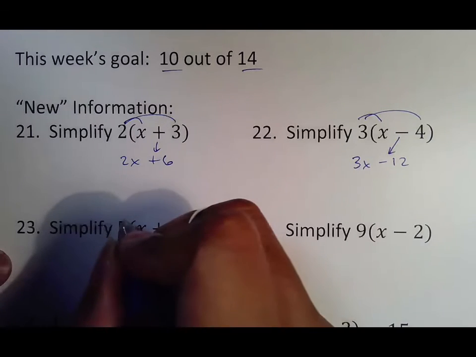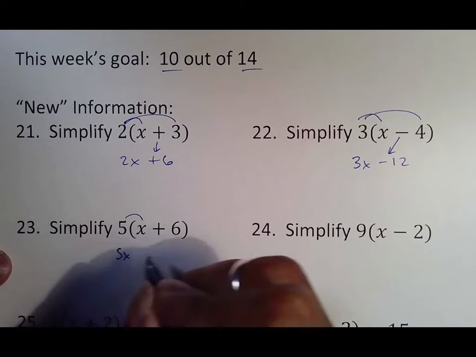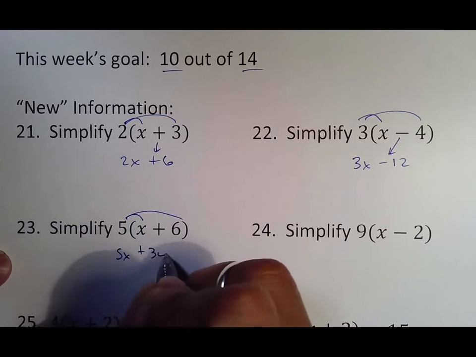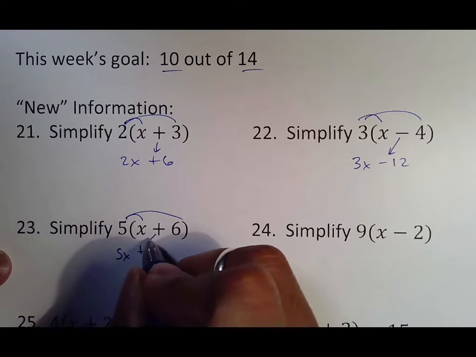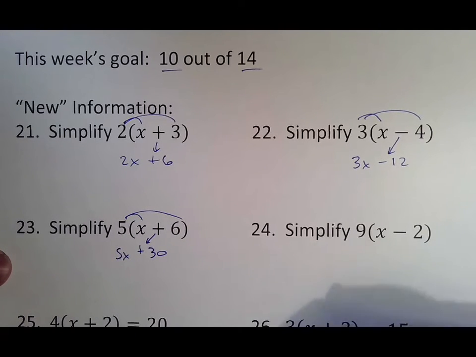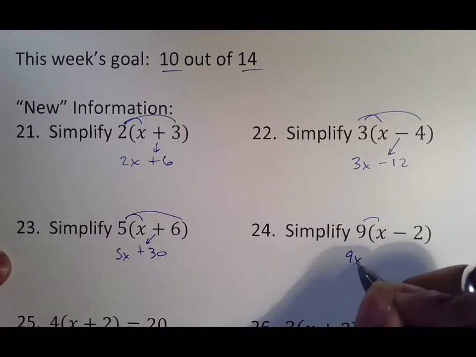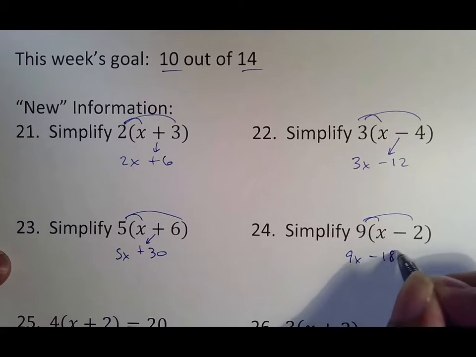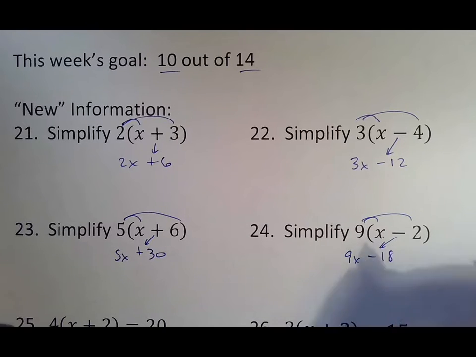It's just a matter of whether or not you can slow down enough to do what you need to do. 5 times x becomes 5x. Keep the sign. 5 times 6 is 30. As long as you're not putting 5x plus 6 or 5x minus 30, just be careful on that. But like I said, I don't think that this is tough. I think it's just something where you have to actually pay attention and care enough to just do it the right way. But outside of that, that's it.